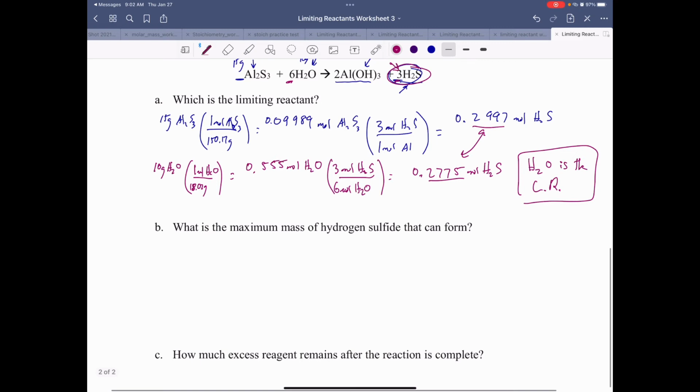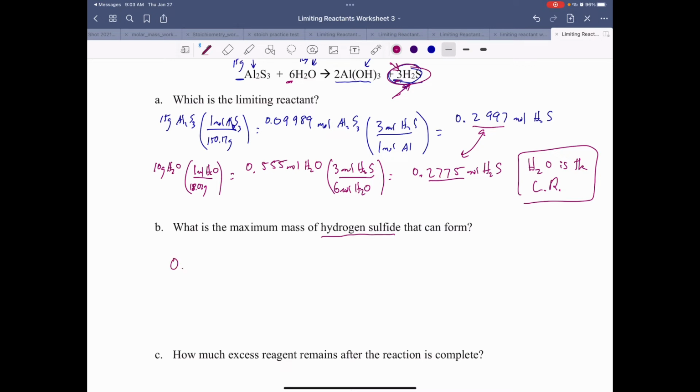So what's the maximum mass of hydrogen sulfide that can be formed? Now that I read this question, I guess it's good that we tested it against this so that we don't have to redo everything. So maybe that's a tip moving forward: take a quick look at the other questions to see if you can save yourself time. It just so happened that I did already calculate this, so this is going to be easy.